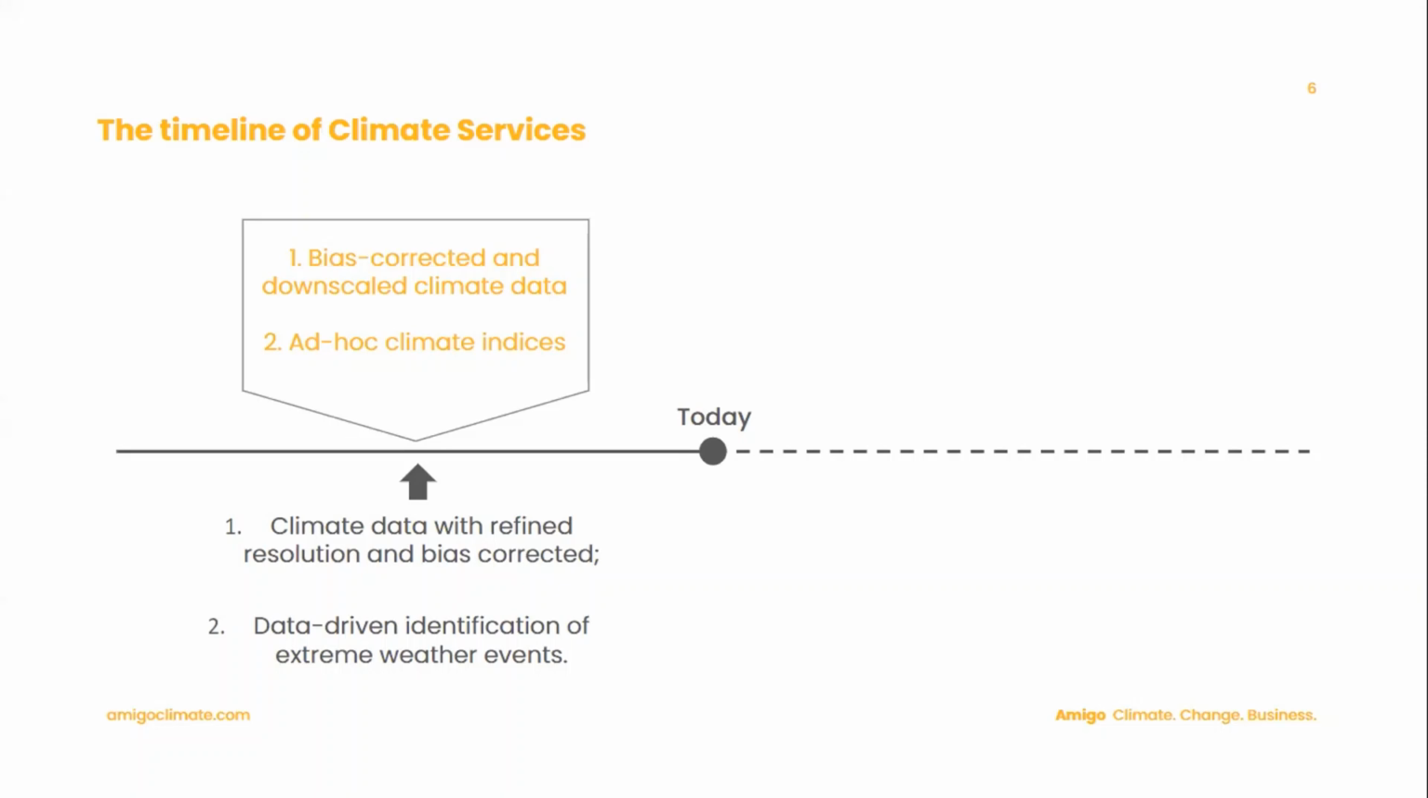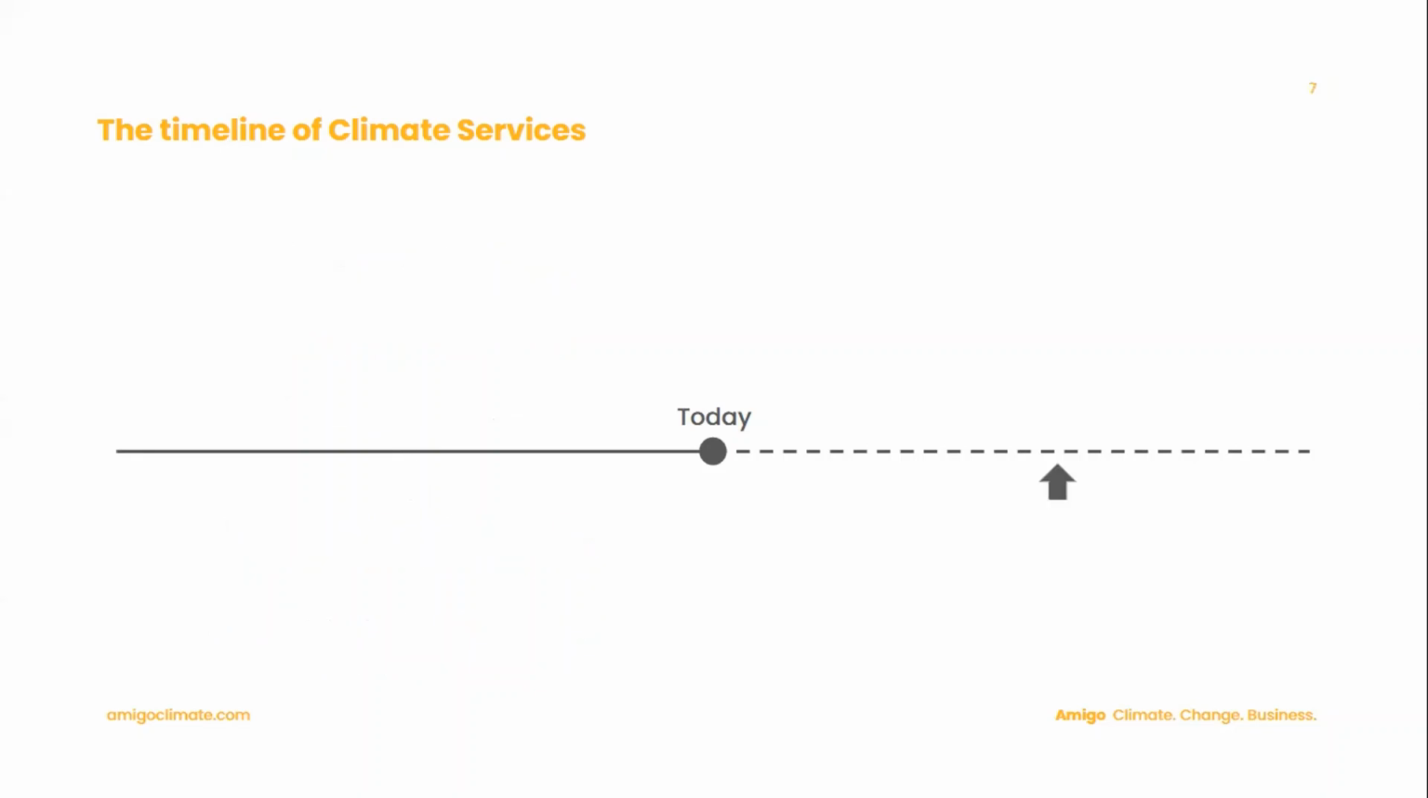And we define ad hoc climate indices for a variety of situations. They can range from tropical cyclones to specific indices on agriculture production. It depends on the sector and on the needs, but we also provide this kind of services.